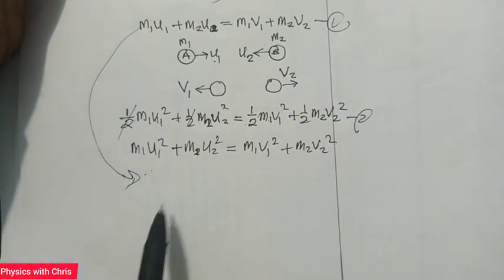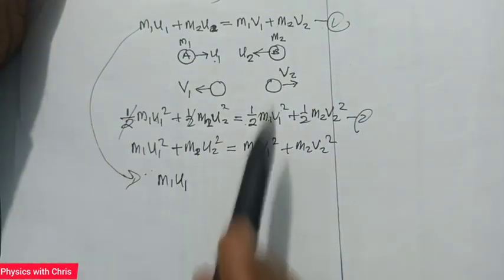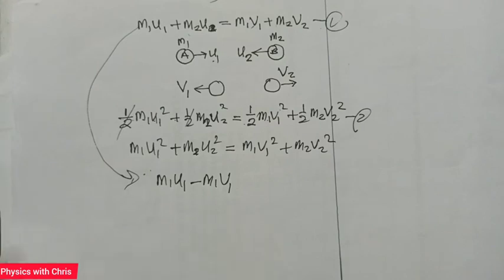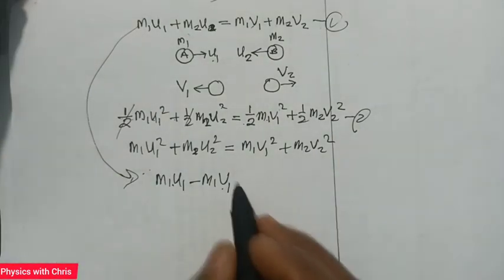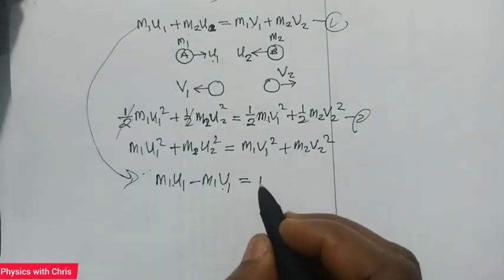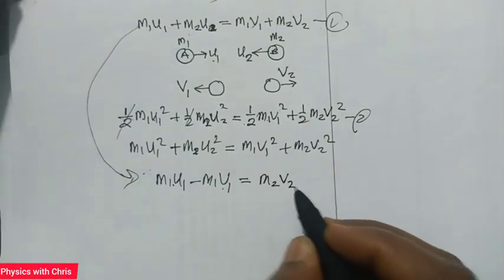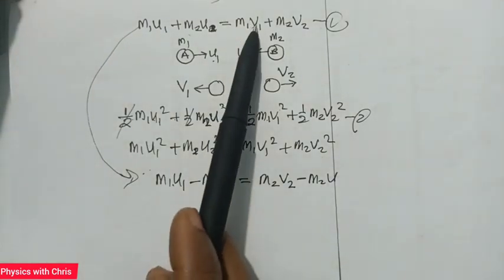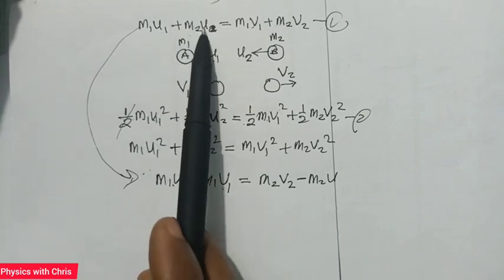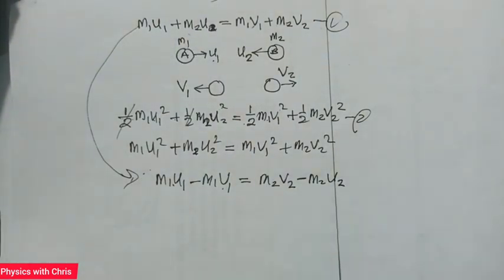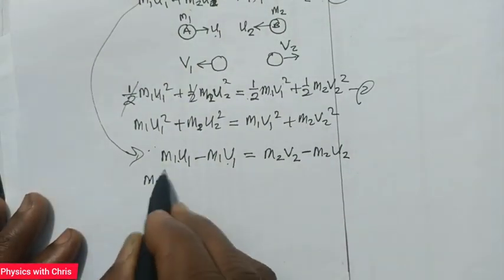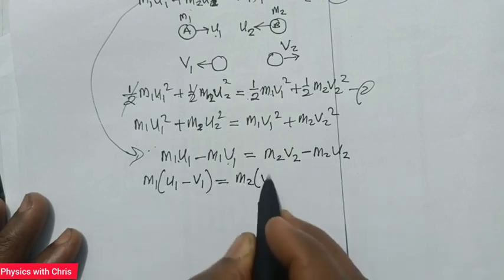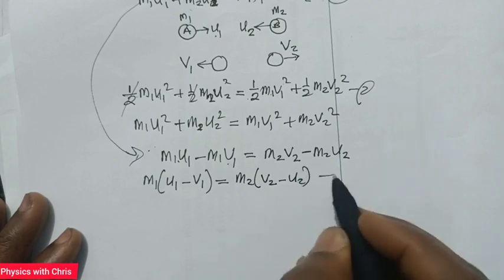Now let me take equation 1. I'm bringing this term here: m1 u1 minus m1 v1, the change in momentum of the first body, is equal to m2 v2 minus m2 u2. That is from equation 1. I bring my m1 v1 this way and take my m2 u2 the other way. Now I factor out m1: m1 into u1 minus v1 is equal to m2 into v2 minus u2. I count this as my equation 3.